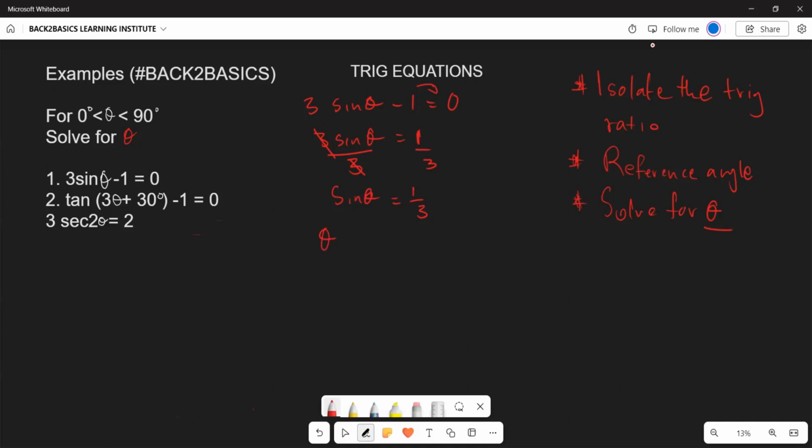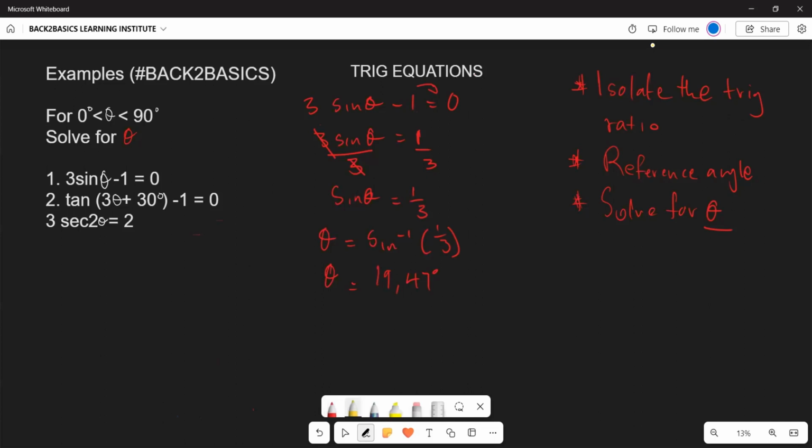Now your theta is going to be the reference angle, which is shift sine of 1 over 3 altogether. Can you see what you're going to get as your reference angle? Your theta is going to be 19.47 degrees altogether. That is the value of theta that you're going to find here. Now let's look at your number 2.